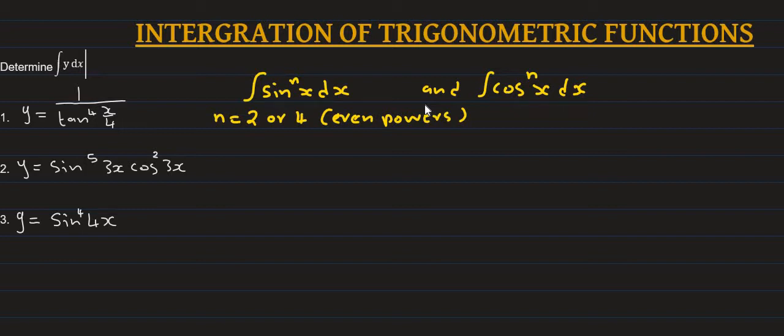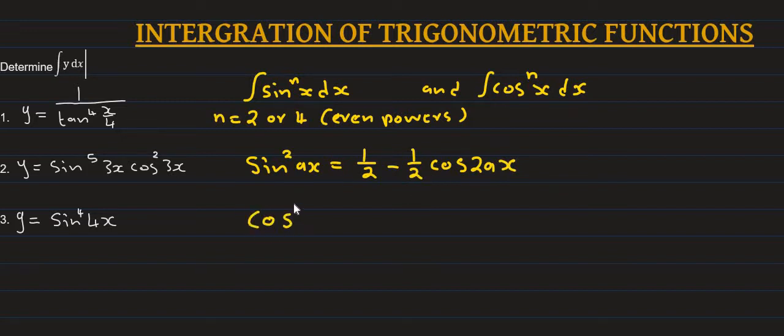If we have an even power, we use the identity: sine squared ax is equal to 1 over 2 minus 1 over 2 cos 2ax, and for cos squared ax it is equal to 1 over 2 plus 1 over 2 cos 2ax. Sine has the negative and cos has the positive.